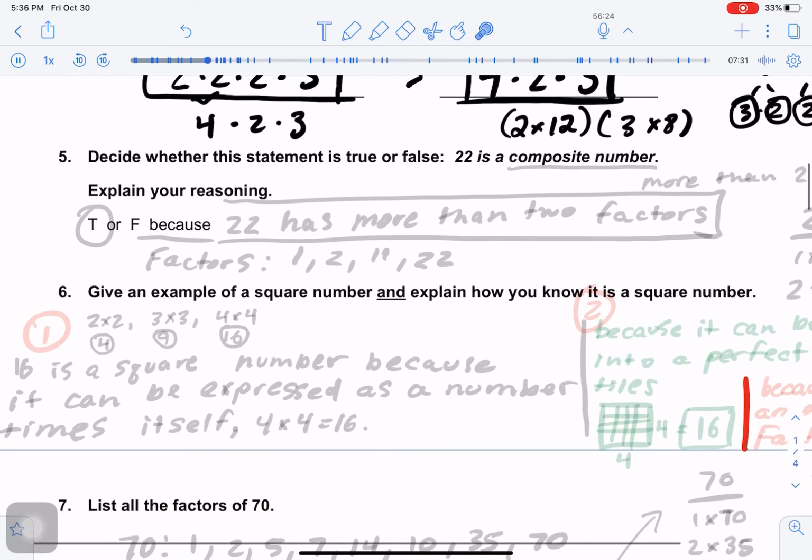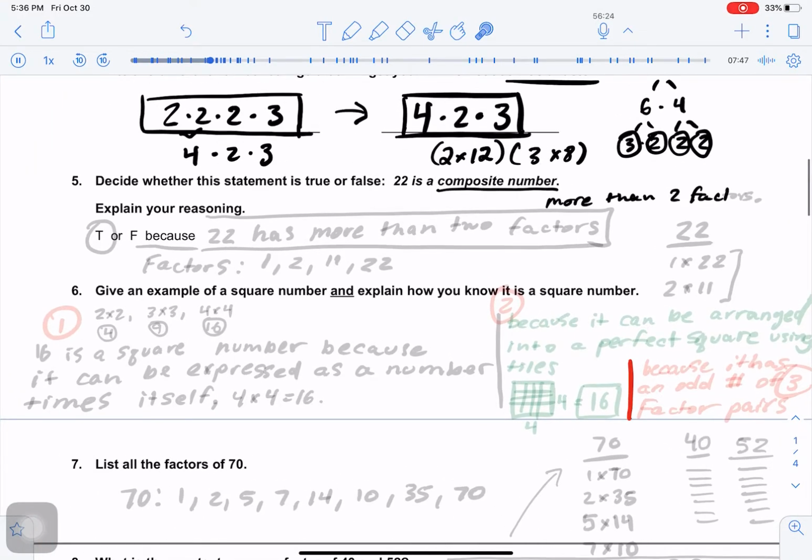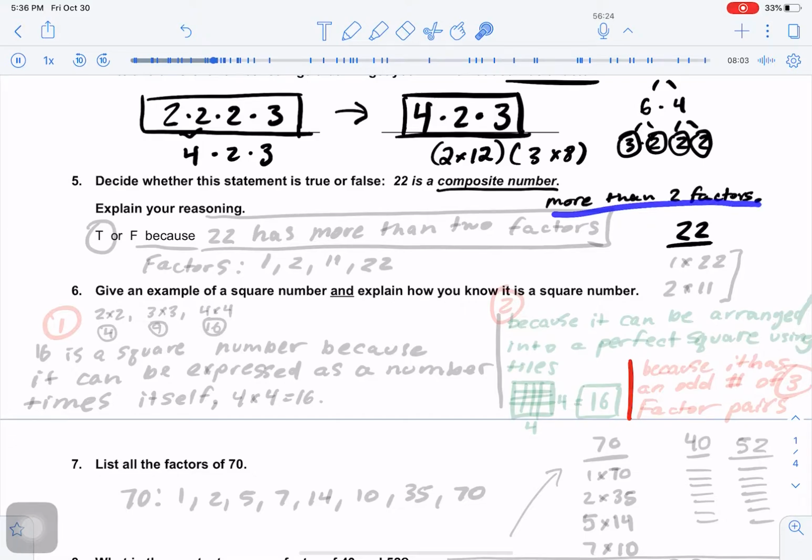Number 5 asks me to decide whether the statement is true or false. 22 is a composite number. Thinking about composite, I know composite means it has more than 2 factors. I know prime numbers only have 2 factors, and the factors are 1 and itself. So knowing this information, I have to see if 22 has more than 2 factors.